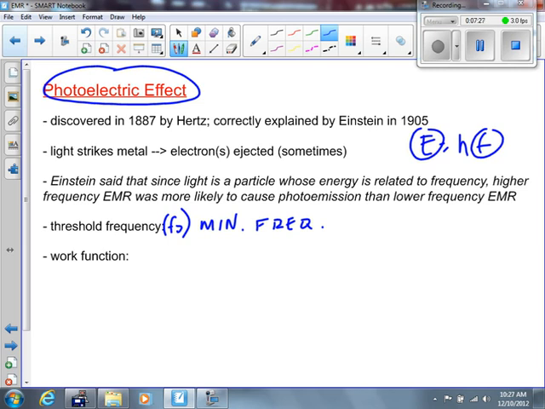If you're below the threshold frequency, the minimum frequency of EMR necessary to eject an electron, it doesn't matter how much you've got. It doesn't matter how bright the light is, how many photons you have, nothing happens. Let's say, though, you're above the threshold frequency. You're at that violet light. One photon will cause 1 electron. 1,000,000 photons will cause 1,000,000 electrons to be ejected.